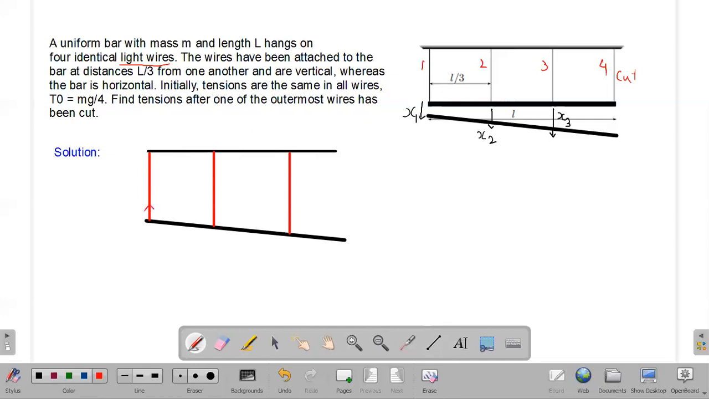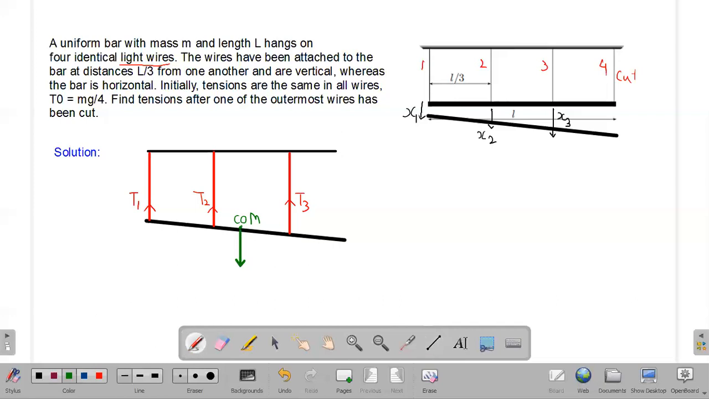The restoring force developed in wire number 1, let us suppose, is T1. The restoring force in wire number 2 is T2. And the restoring force in wire number 3 is T3. Also, there will be a force of gravity on this bar at its center of mass, which is at the midpoint because the bar is uniform. The force of gravity will act in the downward direction through this midpoint.